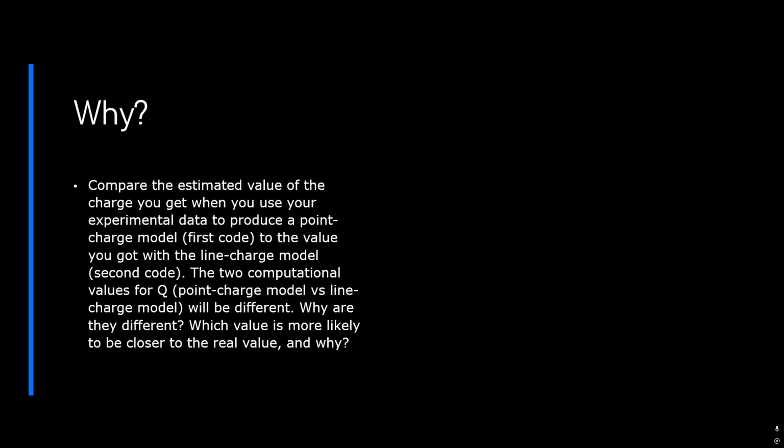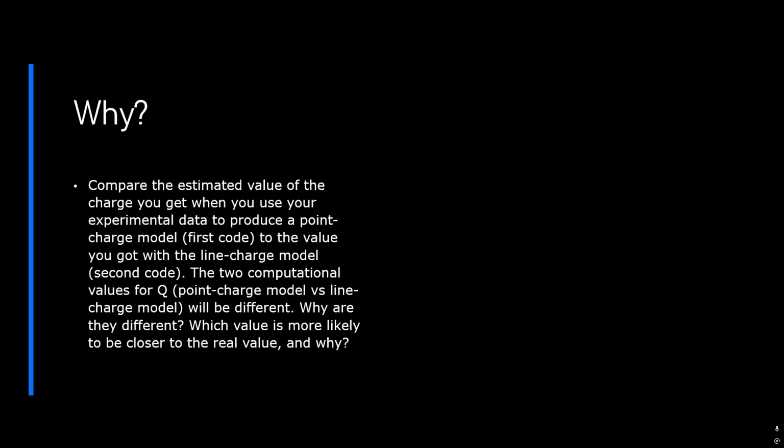Here's another question. Compare the estimated value of the charge you get when you use your experimental data to produce a point charge model, which is the first code, to the value you got with the line charge model, which is the second code. The two computational values for Q, the point charge model versus line charge model, will be different. Why are they different? Which value is more likely to be closer to the real value?